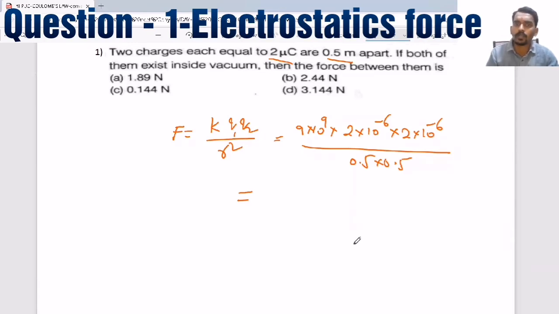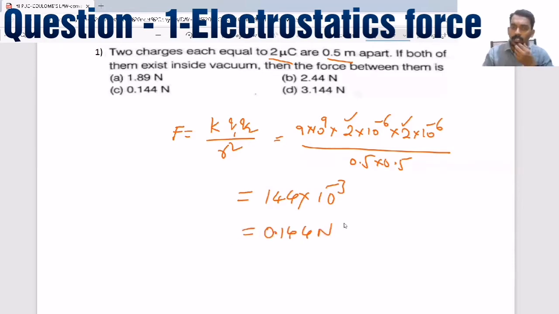Then you can calculate and get the answer. While doing the calculation, take care properly. 0.5 means 1 by 2, so 1 by 2 times 1 by 2 is 1 by 4, and 4 will go up. So here 2 to the 4, 4 will go up. 4 into 4 is 16, 16 nines are 144 times 10 power 9 minus 6 minus 6, so 10 power minus 3. So it will become 0.144 Newton.